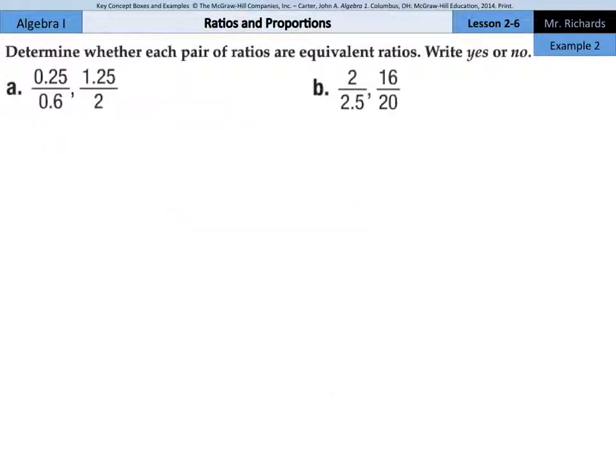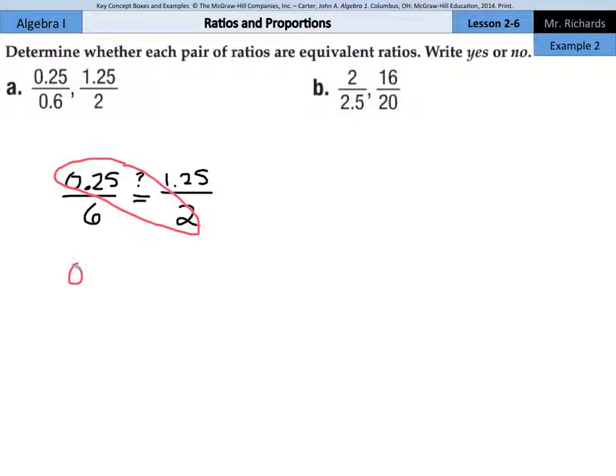In example 2, we're going to follow the same logic. Determine whether each pair of ratios are equivalent ratios. Yes or no? So we'll set up 25 hundredths over 6. And is that equal to 1 and 25 hundredths over 2? Well, let's cross multiply. 25 hundredths multiplied by 2 is going to need to equal 6 multiplied by 1 and 25 hundredths.